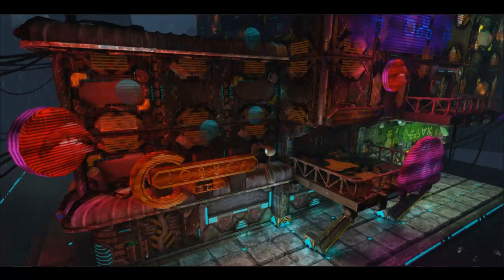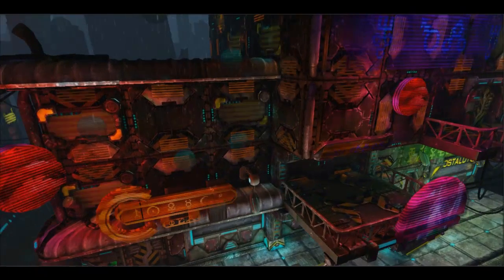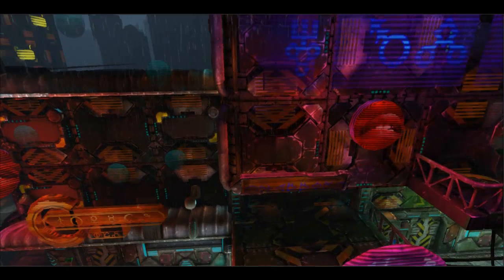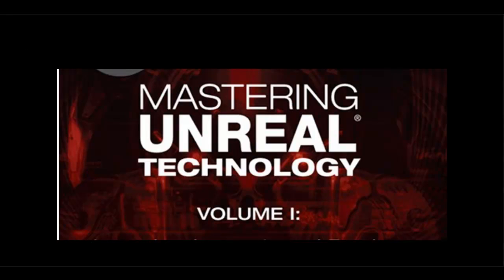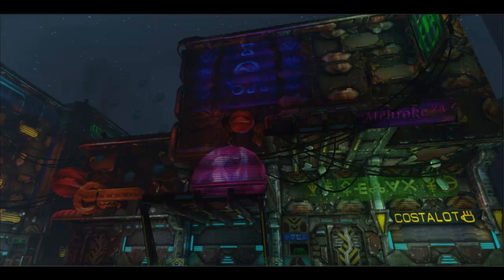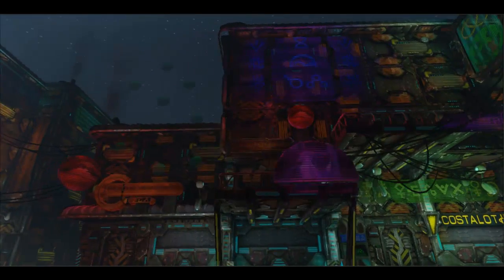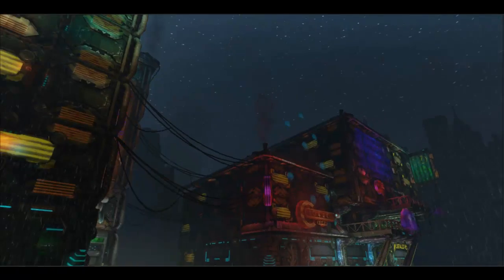The emissive sign material and projected hologram effects were created by using separate floated meshes and animated shaders. CG Tuts Plus has a good screen tutorial, but I also used the Mastering Unreal Technology Volume 1 book to gain a better understanding of the standard material functions. The emitters in the scene are not mine. They are the standard emitters included in UDK, as is the pouring rain material on the planes around the scene.